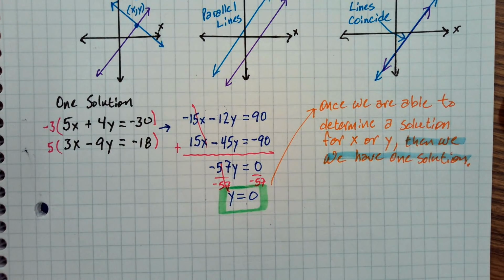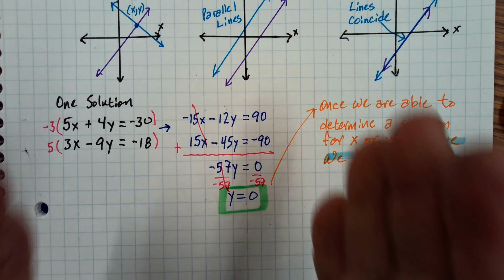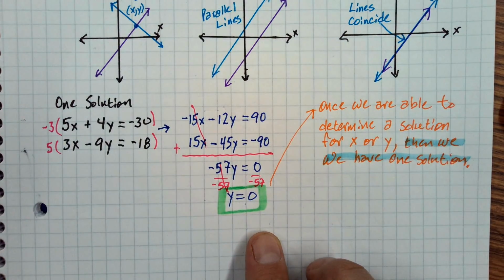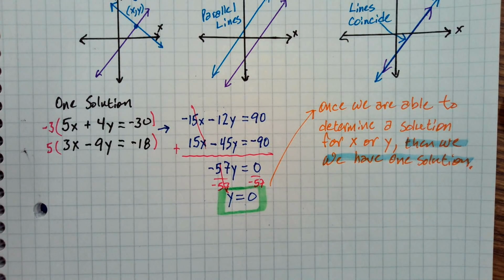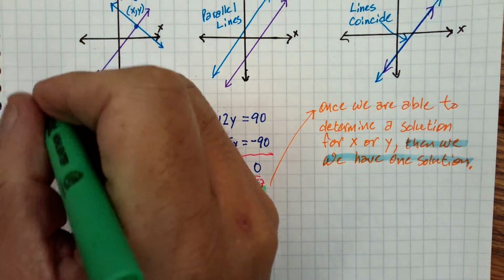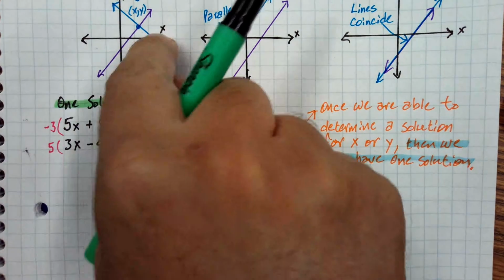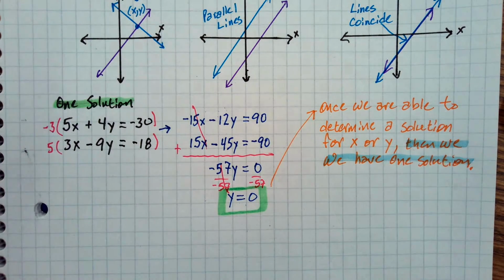Any questions? So you just try solving it like you normally would. Once you get to this point where you canceled one of the variables and you're getting an answer for the second one, you're good. You got a solution. That's one solution. Questions? Okay, so this is an example of a one solution. If I were to graph this, it would be something like this one.